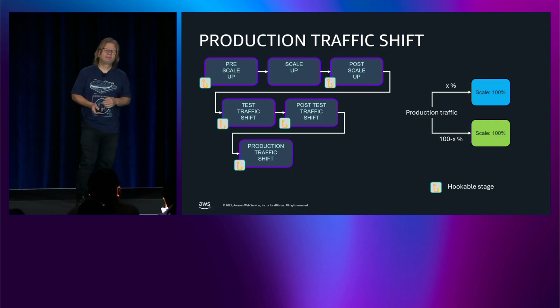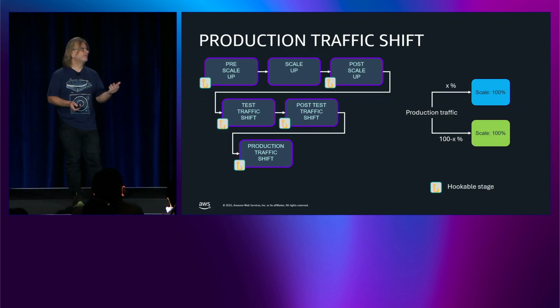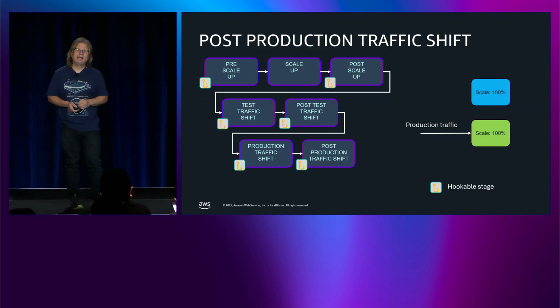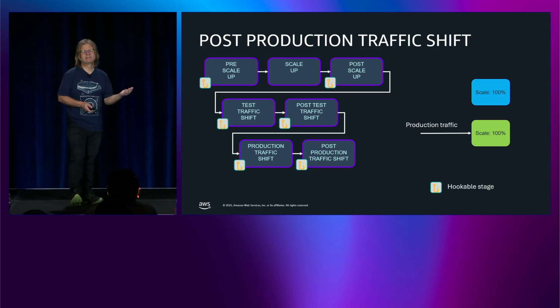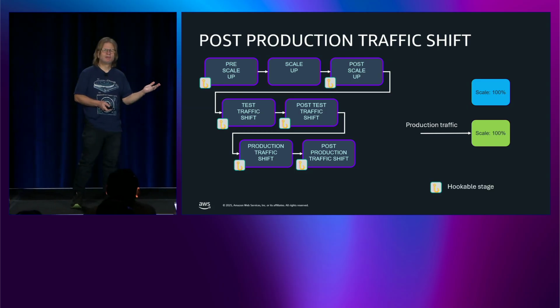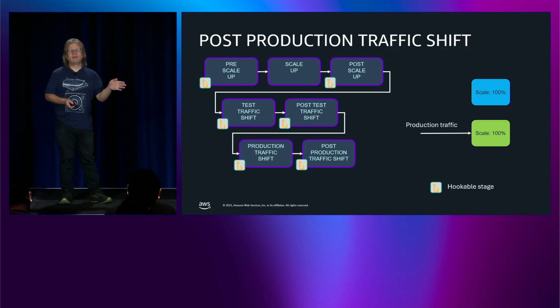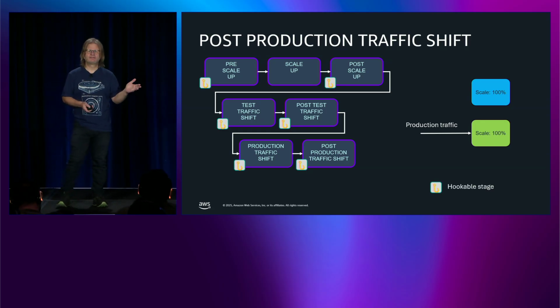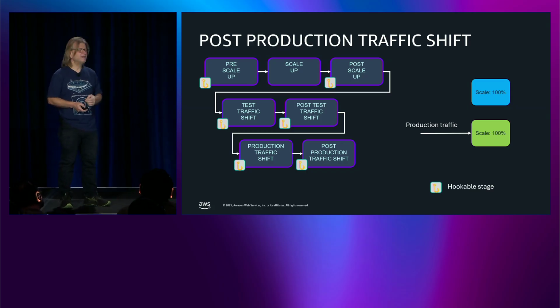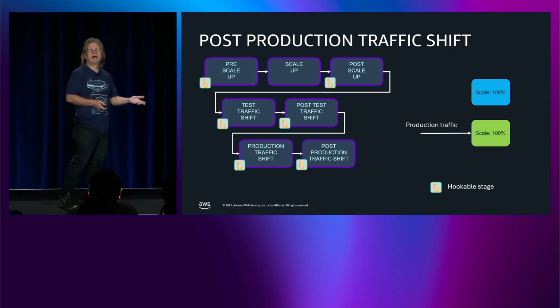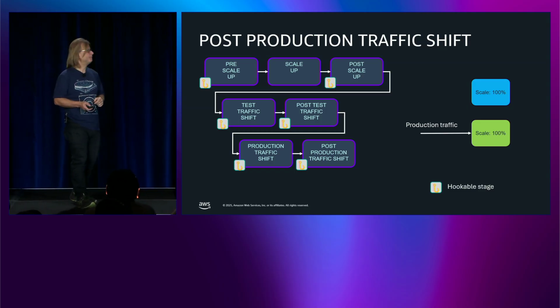Once you've shifted the production traffic and you've got 100% going to green, we enter the post-production traffic shift stage. At this point, there's no more production traffic going to blue. It's all going to green, but the blue environment is still running. We still have the old service revision running in the blue environment. And this is useful because it means that if something was going wrong in the green environment, we can very quickly roll back and switch back to the blue one.